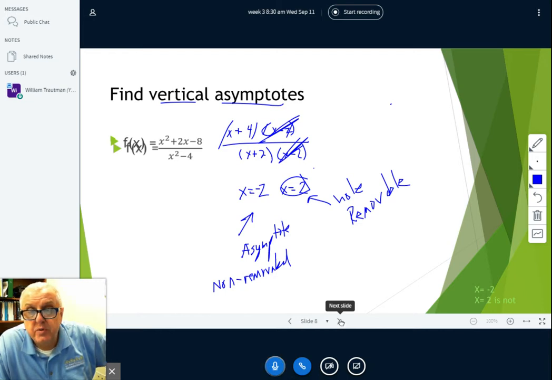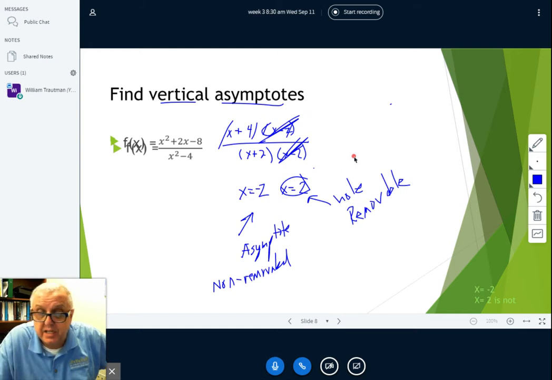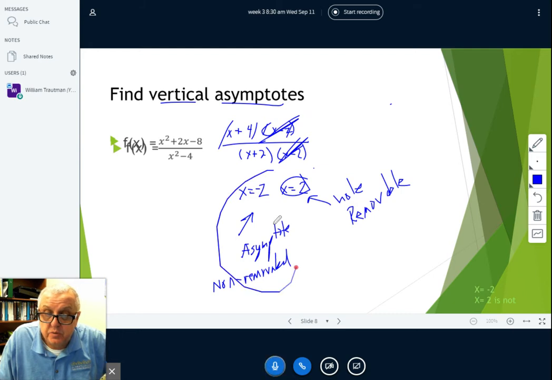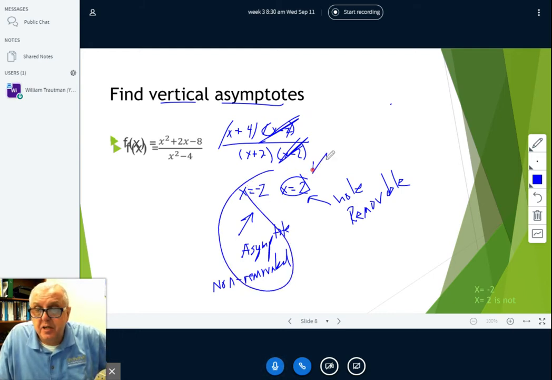Okay, so now we have one vertical asymptote for this problem. If it says list the vertical asymptotes, the only answer is x equals -2. The other number is a hole. It's not an asymptote.